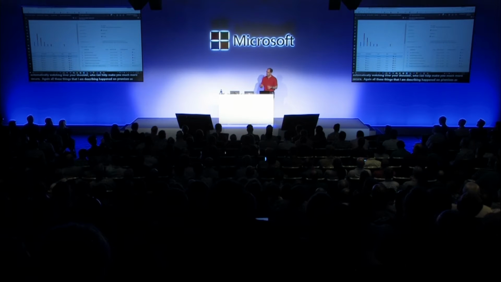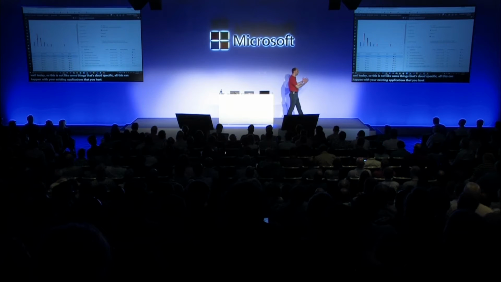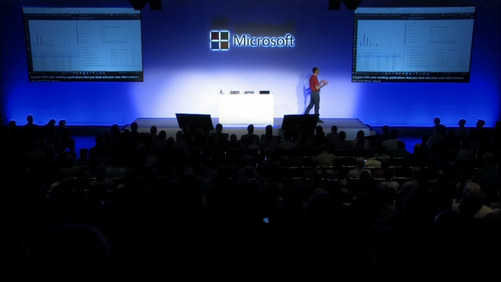And again, all these things that I'm describing happen on premises as well today. So this isn't like something that's cloud specific. All this can happen with your existing applications that you host in your own data centers. The nice thing though about cloud is because we actually know the network, the storage, the infrastructure, the management, we can actually protect you a lot better than you often can in your own environment, because we can actually give you this 360-degree signal in a way that a traditional enterprise environment that has lots and lots of different equipment and manufacturers probably can't.